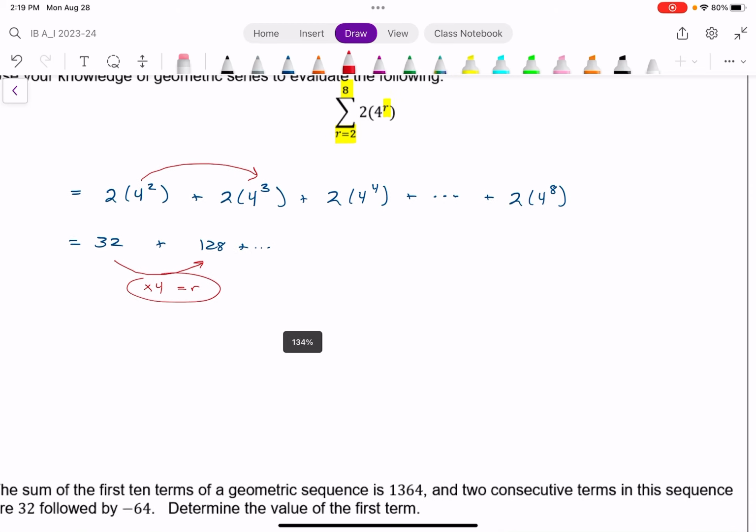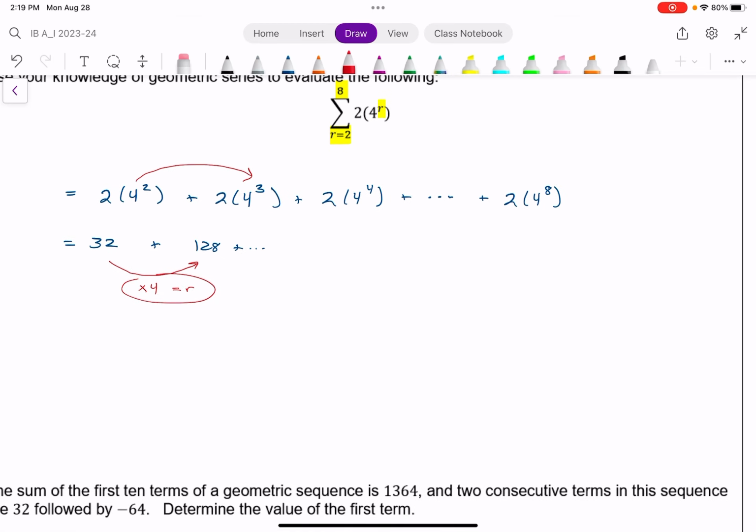As well, I need to be clear about the number of terms. A really common mistake is to look at this and go, well, I'm starting at 2, I'm ending up at 8, so that's a difference of 6, so there must be 6 terms. But that's wrong. There's actually 7 terms here. How do I know? Well, I could just count, and if you just count on your fingers, 2, 3, 4, 5, 6, 7, 8, you've counted 7 numbers.